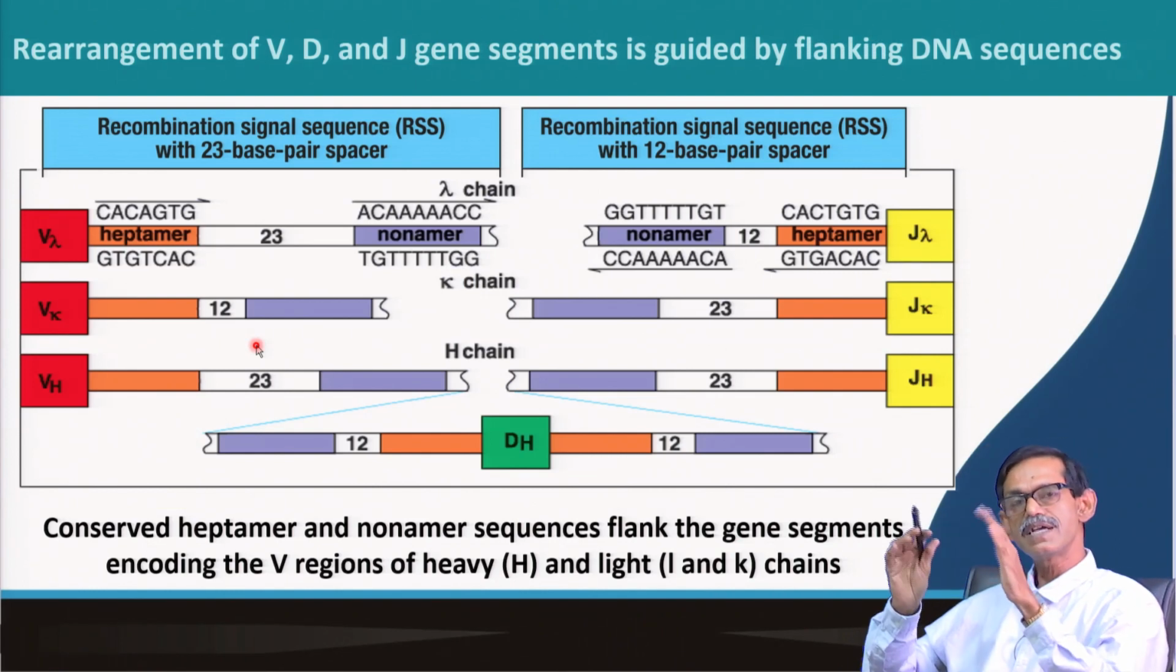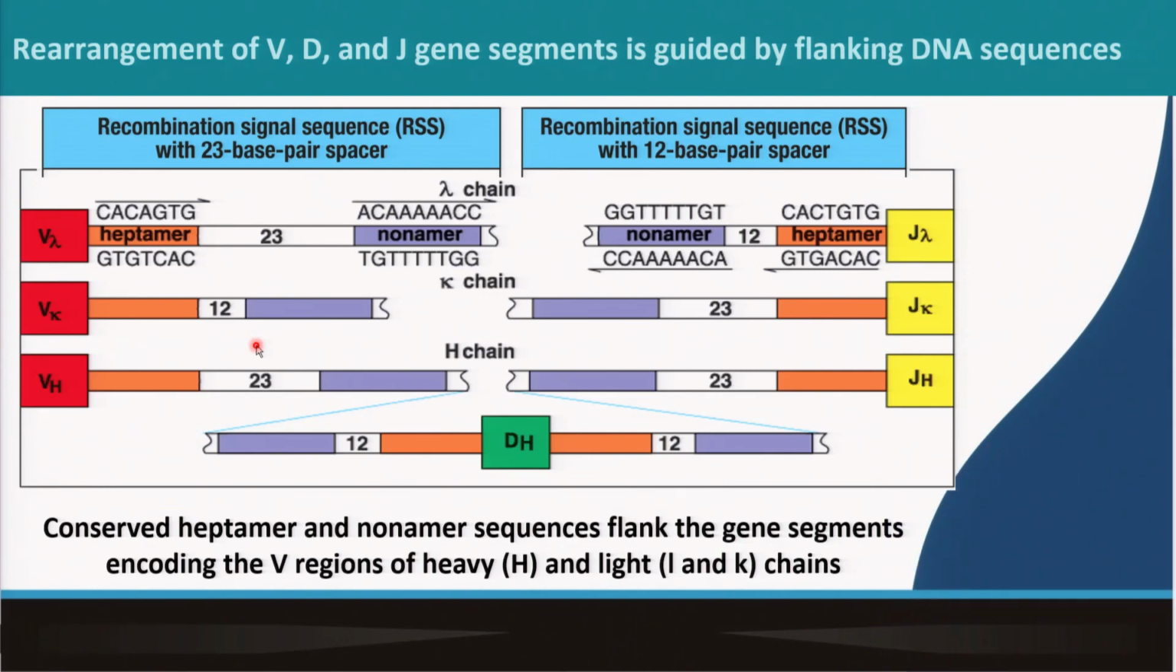To understand that, we have to see the detailed nucleotide structure of the VJ region sequence. In fact, we have to see the flanking regions of the V, J and D segments and how they are located. If you see carefully, this is the V region and this is the J region. I am talking about a lambda chain.